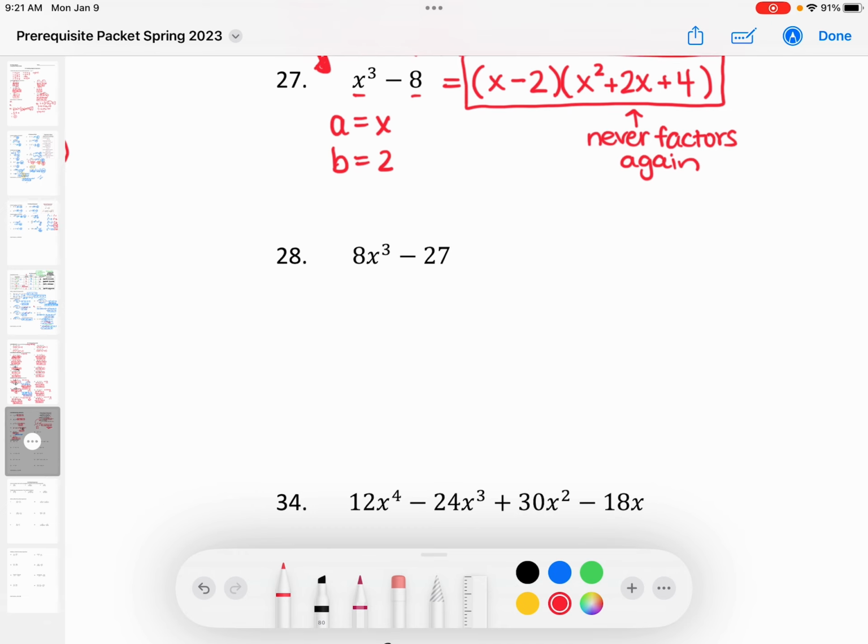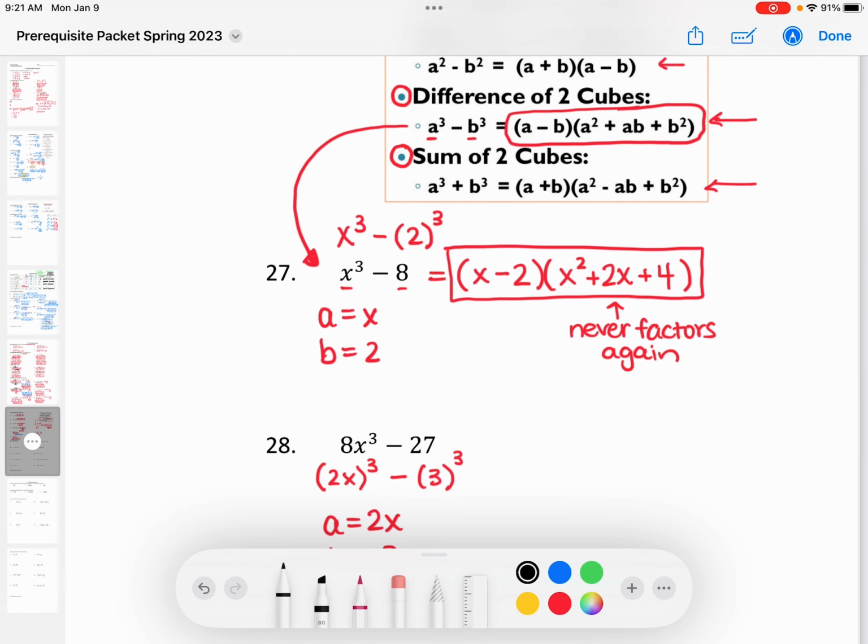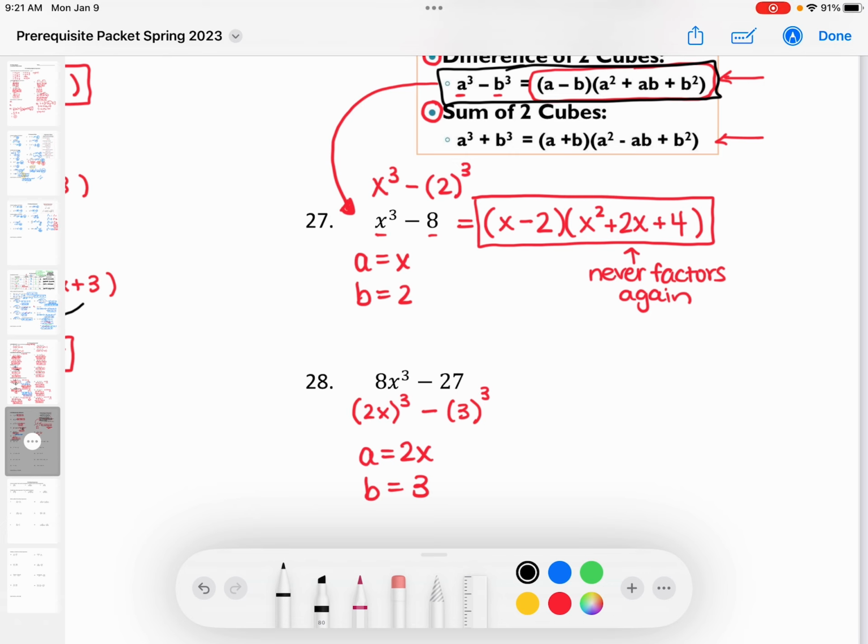On number 28, I don't know if you would recognize this, but that is a perfect cube minus a perfect cube. 3 cubed is 27. So in this one, I'm going to be thinking of my a as 2x and my b as 3. And it looks like I chose another minus. I probably should have done a plus. So we're going to use this top formula again. Had it been a plus, we would have just used the sum of cubes. So the little formula goes a minus b. So our first factor is 2x minus 3.